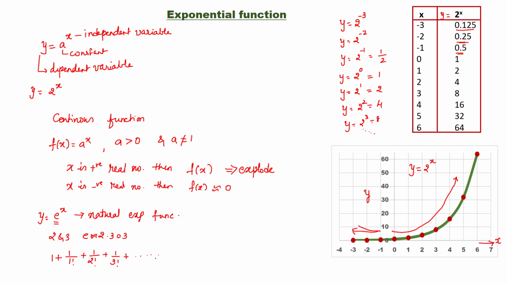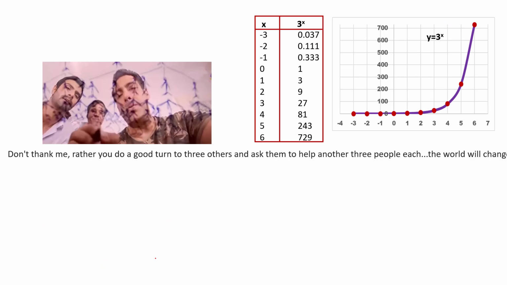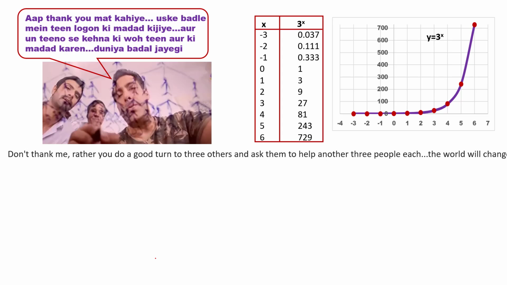Now I have a very good example to explain what an exponential function is. You must have watched a famous Bollywood movie of Salman Khan, Jai Ho. So this is his dialogue in the movie. What he was trying to explain there was that if you do a good turn to three others and ask them to help another three people each, then the world will change. So the maths he was trying to explain here was the exponential function. He was trying to explain y is equal to 3 power x.